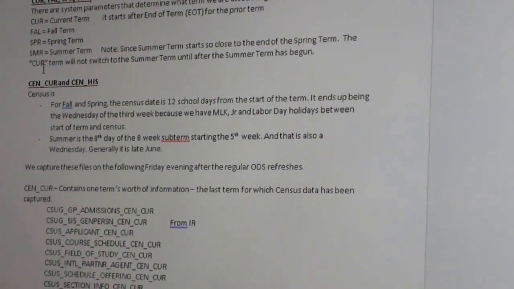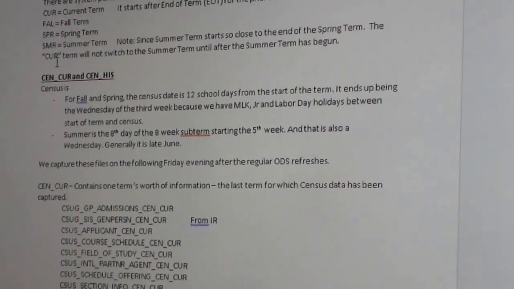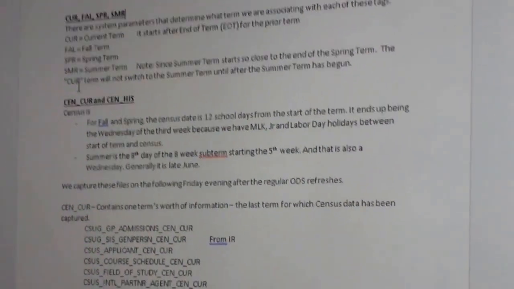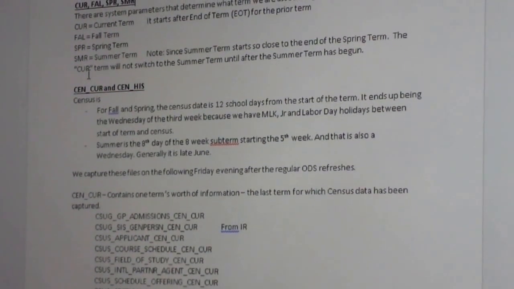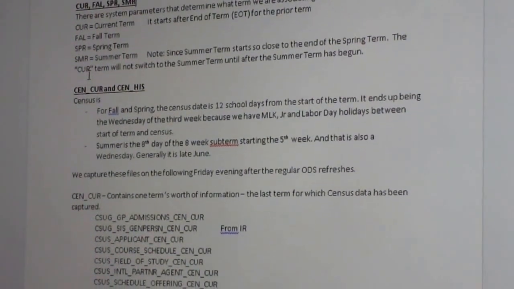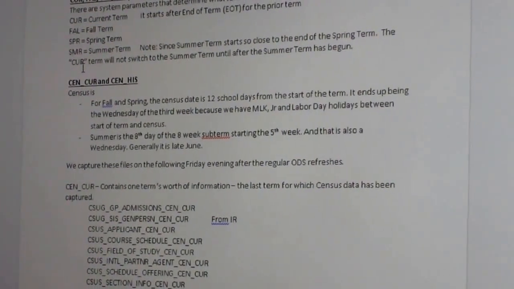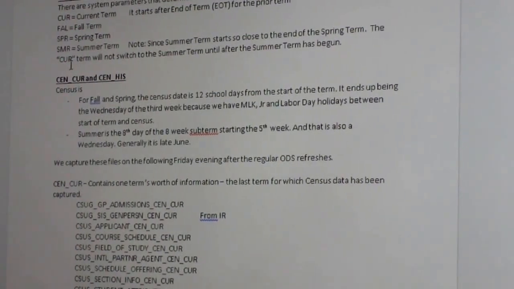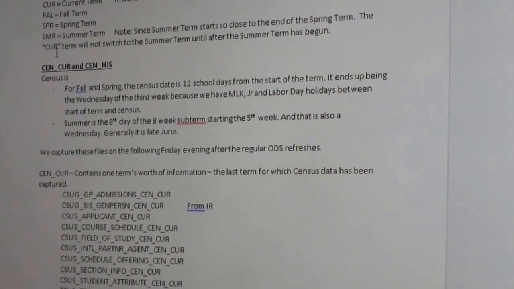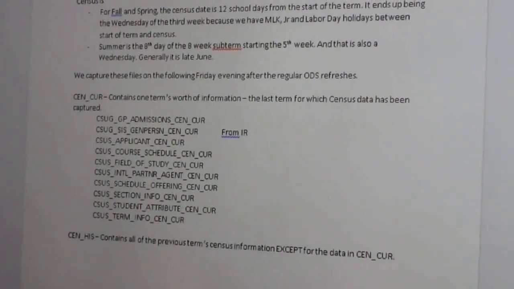So we keep the current term until we've processed end of term. So until we've done end of term processing, in fall, cur stays the same as fall. Cur stays the same as spring until we're done with spring end of term. You have finals week, and then the next Tuesday grades are due, and usually that Friday is when we do end of term processing.